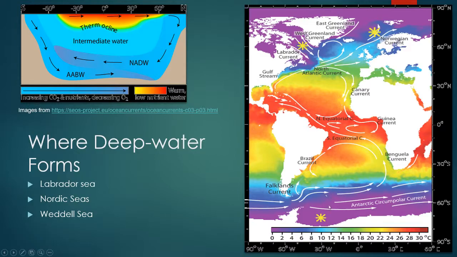In the southern Atlantic Ocean, sea ice releases a lot of its salinity before it actually forms into ice. So this cold water becomes extremely saline, and that increases the density, causing it to sink as well.